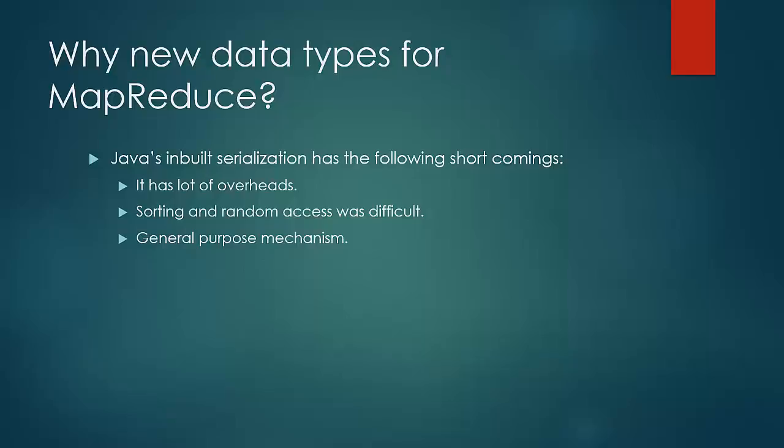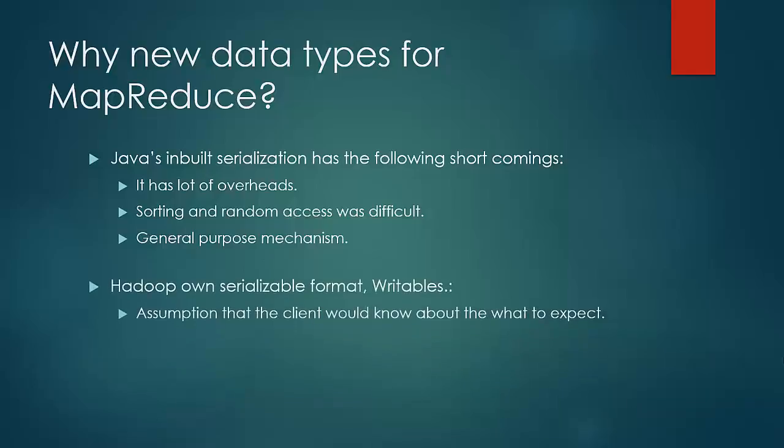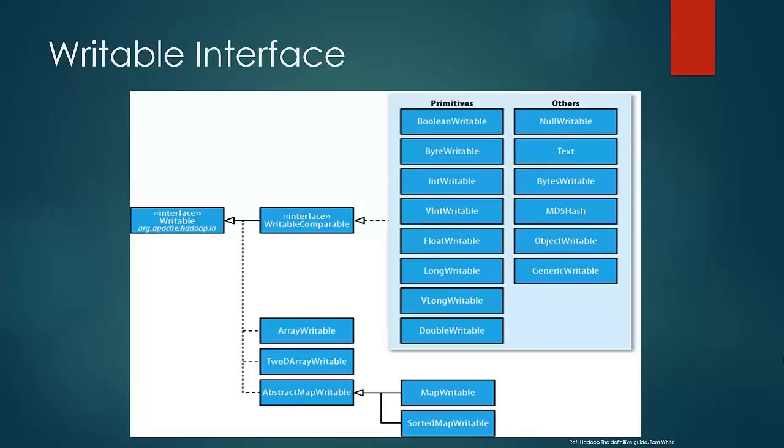It was basically designed as a general purpose inter-process communication mechanism. The Hadoop serialization framework assumes that the client already knows about the data that is to be expected from the sender. This decreases a lot of overhead, and this Writable serialization framework was designed. Let us take a look at the framework.